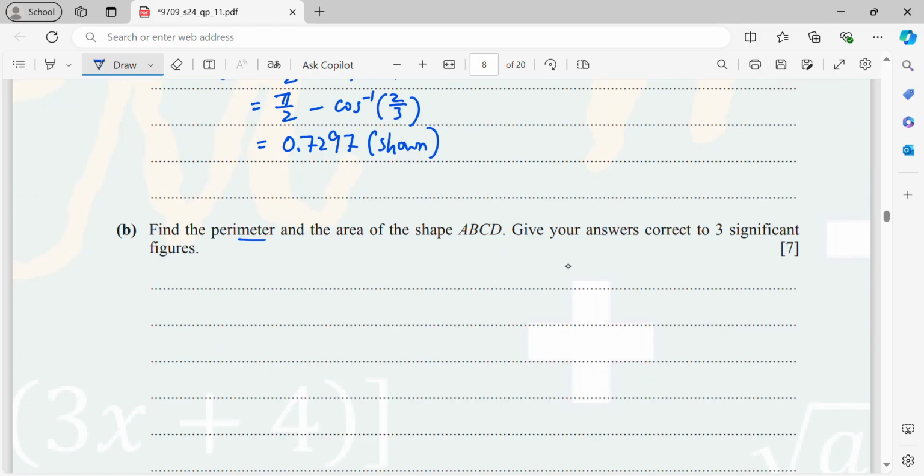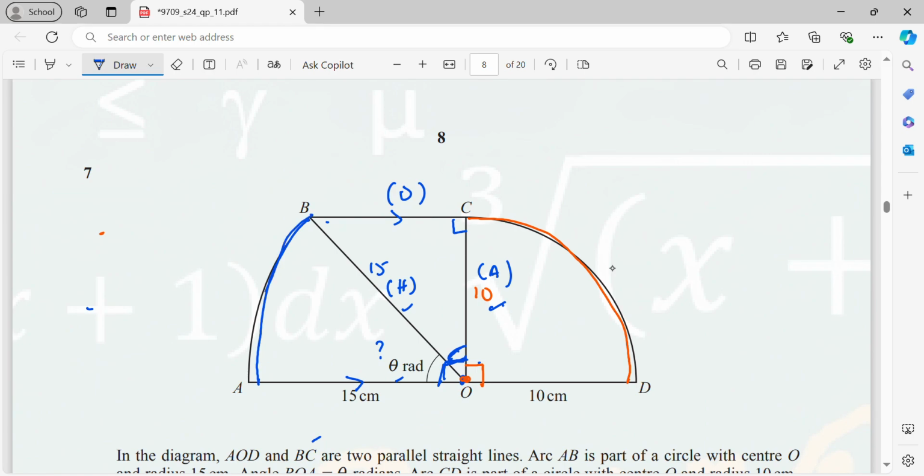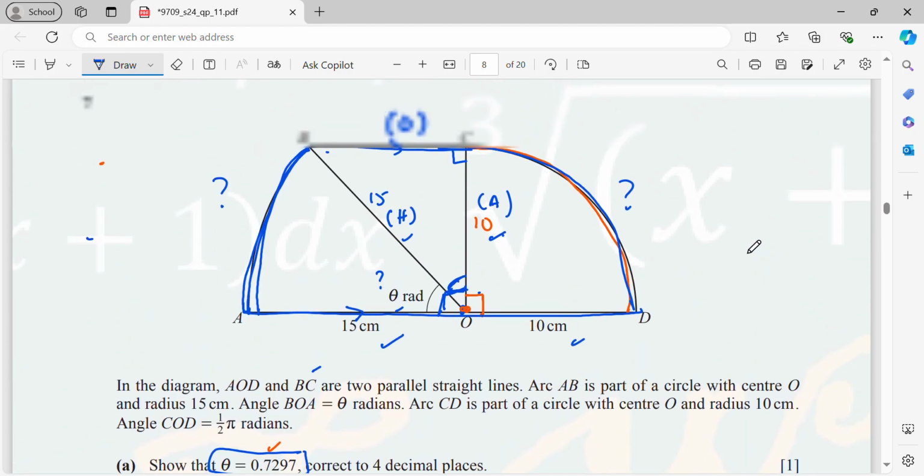Okay, now B, find the perimeter and area of the shape ABCD. Give your answers correct to 3 significant figures. So for the perimeter of ABCD, I just need to find all these, which will be the perimeter. Now I know that here is 15, and here is 10. I need to find BC first, and I need to find these two arc lengths. So first of all, I find the BC.